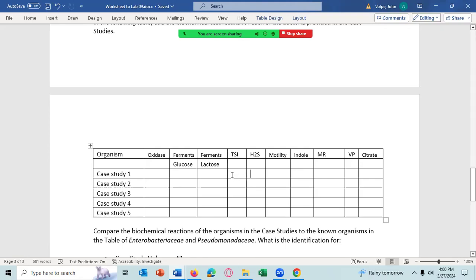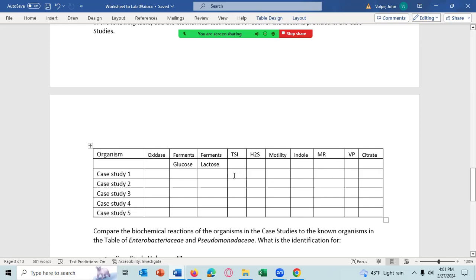For like TSI, you could get the hydrogen sulfide. You don't need to talk about the hydrogen sulfide here. Probably on the TSI, I'm intending for you to put the color of the slant over the color of the butt. So you could have like negative over negative, or negative over A. So maybe that's what I'm meaning here, because you don't need to put the hydrogen sulfide there. I don't see a place for gas being produced, so we're probably not looking at gas production here.